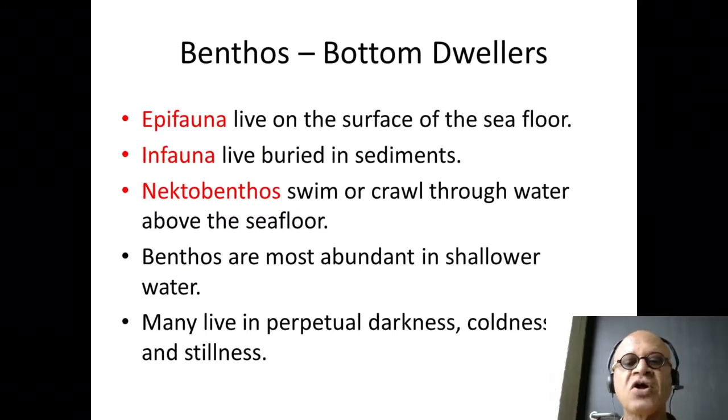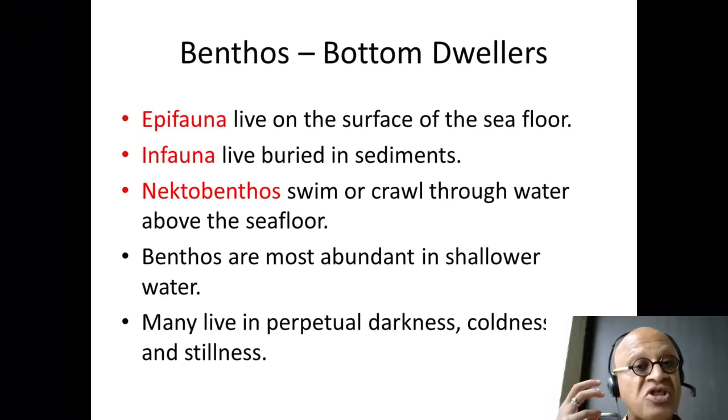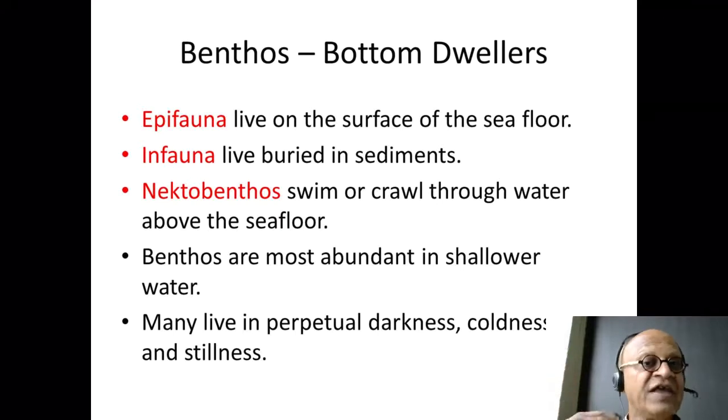So benthos are most abundant in shallower water because remember that we said coastlines are incredibly productive because you have a lot of nutrients coming from land as rivers and runoff. You have enough light because they are shallow, and you have winds that are causing upwelling, also bringing nutrients up, right? So benthos is quite abundant in the shallow water.